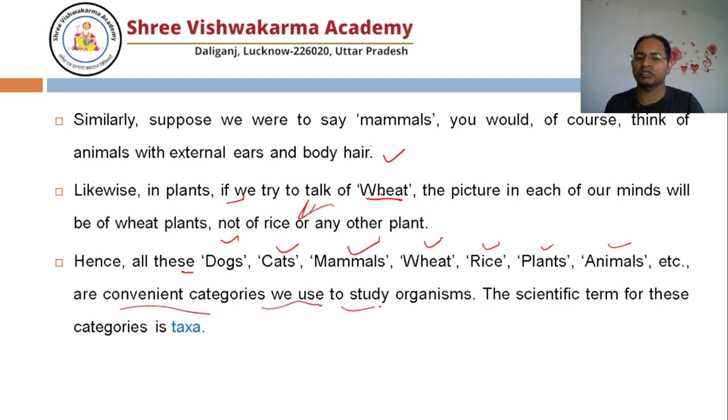Through them we can study the organism. But these are very generic terms like dog, cat, mammal, wheat. Scientifically, we can call them taxa. So dog is a taxon, cat is a taxon, there is no need for confusion. Categories mean taxa. Dog, cat, mammal are also taxa. The singular term is taxon, the plural is taxa. So these are certain categories. Now we are going to discuss the different taxonomic categories in detail in the scientific way.